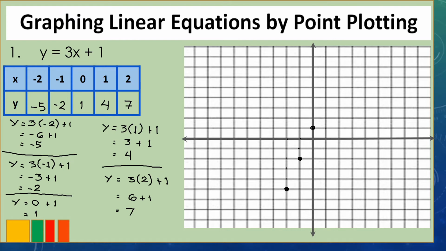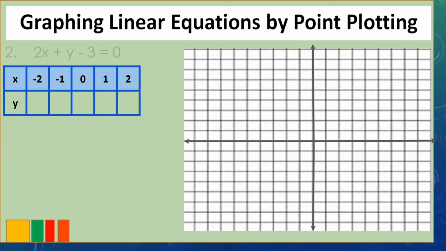Positive 1 and 4. 1, 2, 3, 4. Then we have 2 and 7. 1, 2, 1, 2, 3, 4, 5, 6, 7. Connect those points using a straight line. And that line now is our y is equal to 3x plus 1 equation.